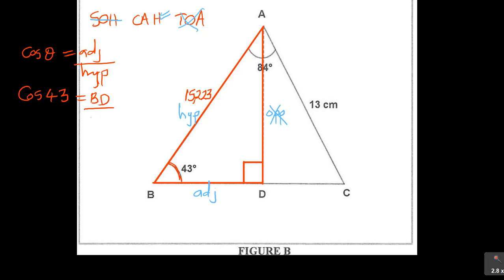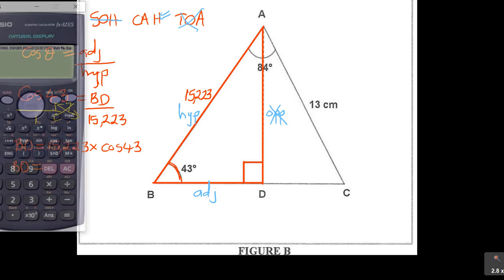over my hypotenuse, which is the one that I calculated in the previous question, which is 15.223. And then you can say this is over 1. Then there is again cross multiplying, or you can simply multiply by 15.223 on both sides. And when you've done that, you have 1 times BD, which is BD, equal to 15.223 times cos 43. Then your calculator will give you the length of BD.